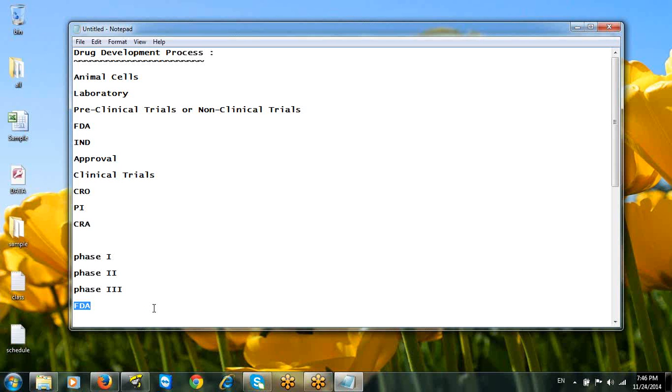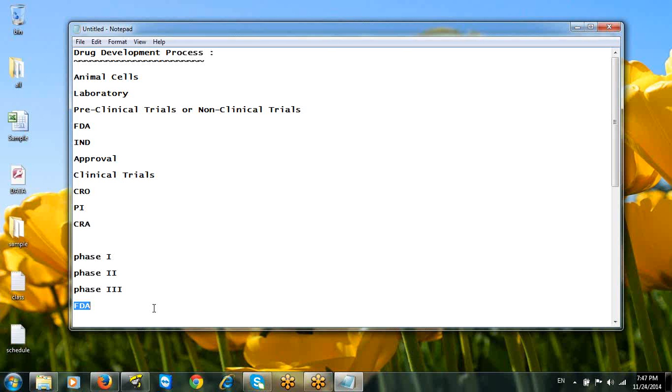But if the FDA has to look over our data, or if it has to give a decision regarding our data, it must accept our data. So how will it accept the data? It has given the guidelines.